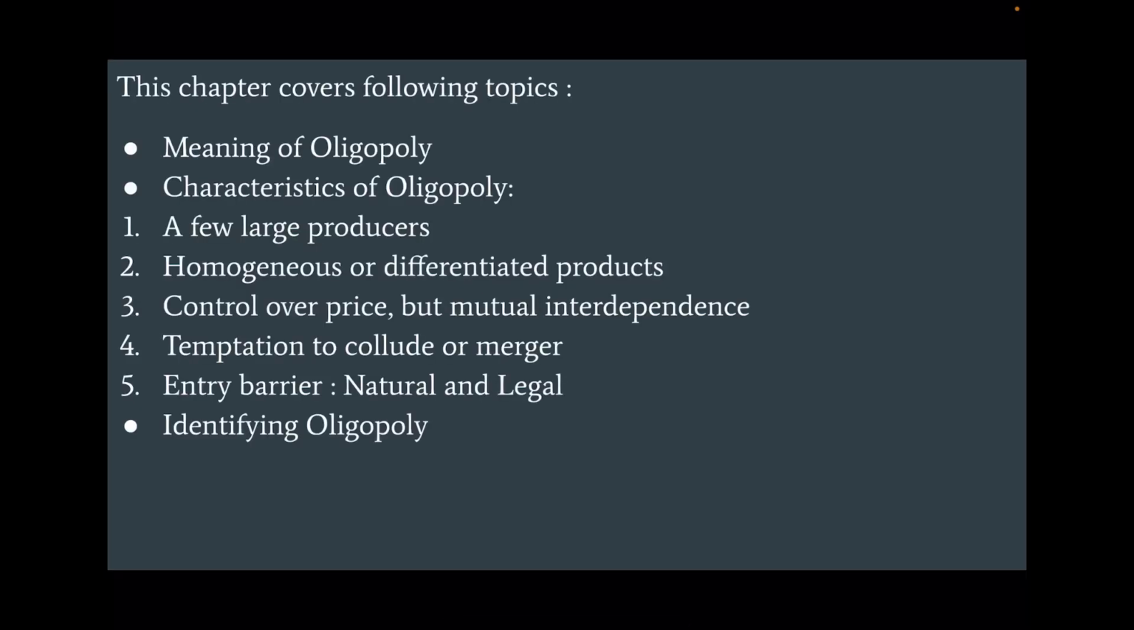18.1 Oligopoly. This chapter covers the following topics: meaning of oligopoly, characteristics of oligopoly, which includes a few large producers, homogeneous or differentiated products, control over price but mutual interdependence, temptation to collude or merger, entry barriers, natural and legal, and identifying oligopoly.